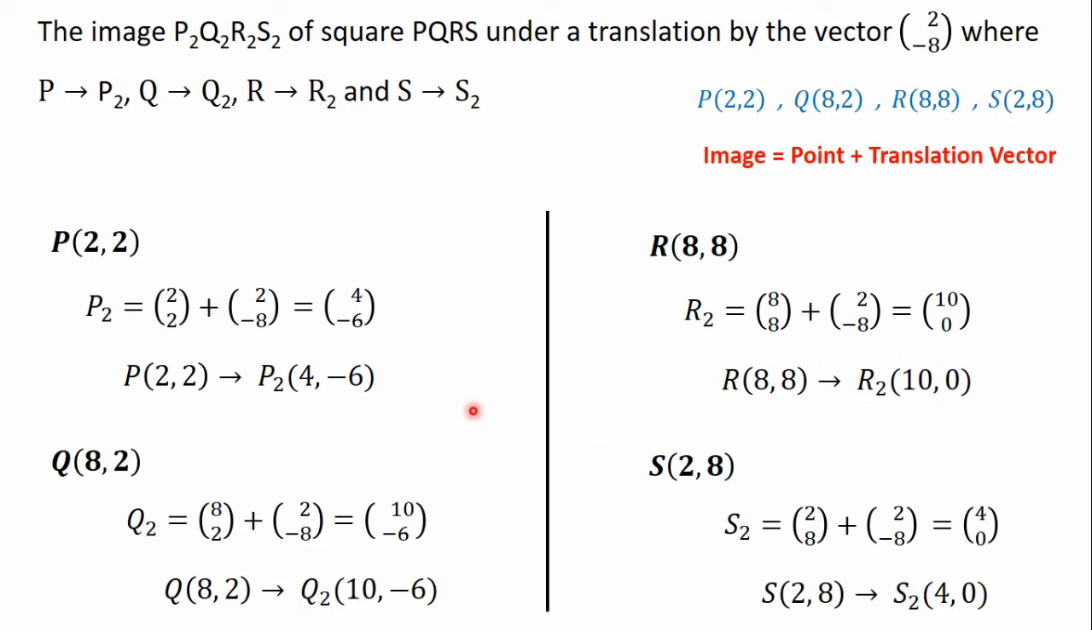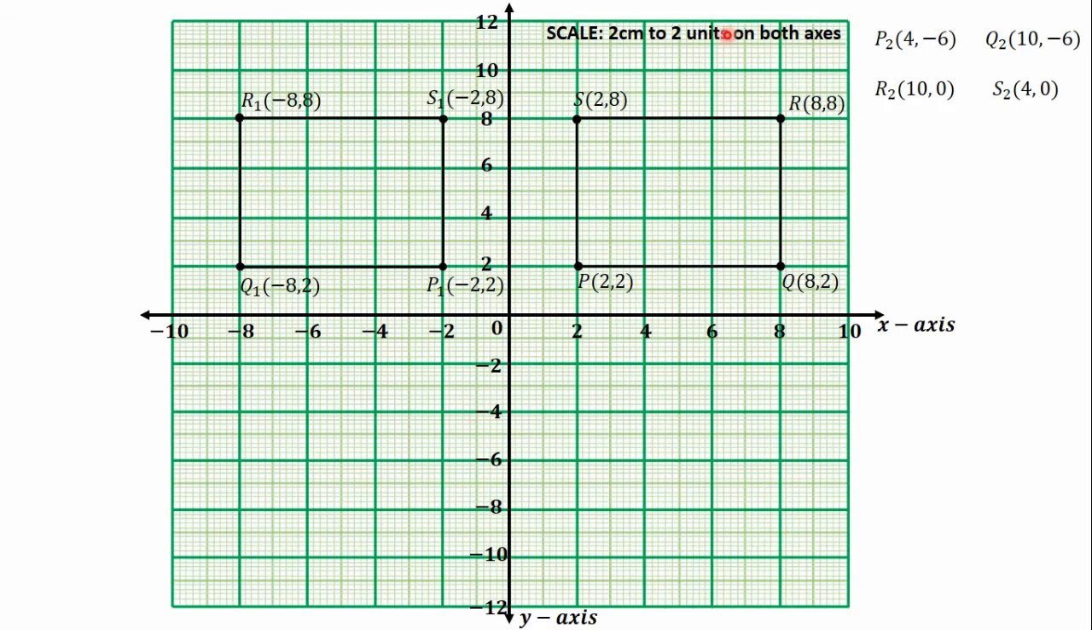We can plot them on the graph sheet and join them to get the square. So these are the coordinates of P2, Q2, R2, S2. Let's plot them on the graph sheet. P2 has the coordinates 4 minus 6. So 4 on the x-axis and minus 6 on the y-axis. That will be here. Q2 has the coordinates 10 minus 6. So 10 on the x-axis and minus 6 on the y-axis. That will be here. R2 has the coordinates 10, 0. So 10 on the x-axis and 0 on the y-axis. So that will be on this point.